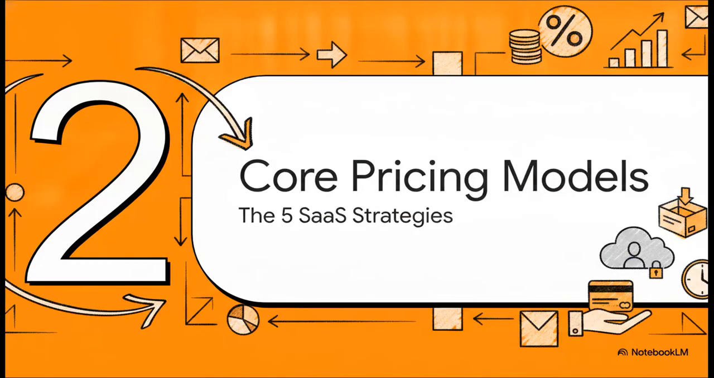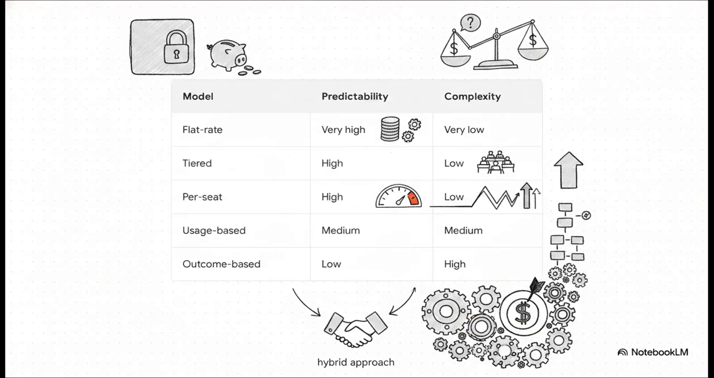All right, Section 2, 5 core pricing models. To regain control in this kind of environment, you absolutely have to understand the mechanics of how software is being sold. So, the crucial takeaway here is that every single model comes with structural trade-offs. You've got flat rate, tiered, per seat, usage-based, and outcome-based.